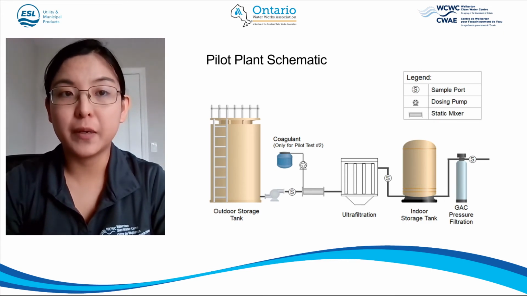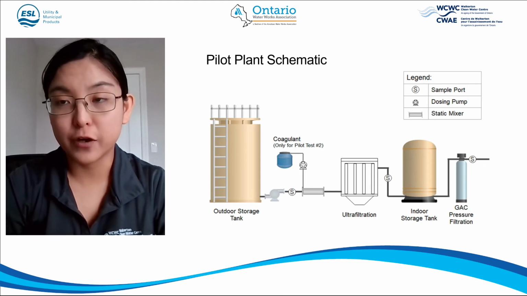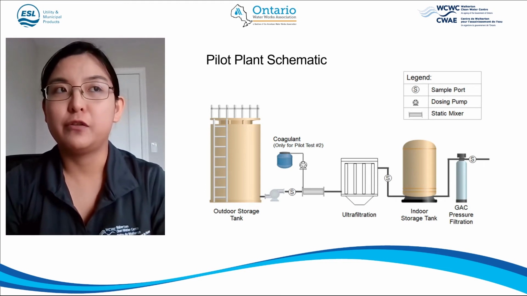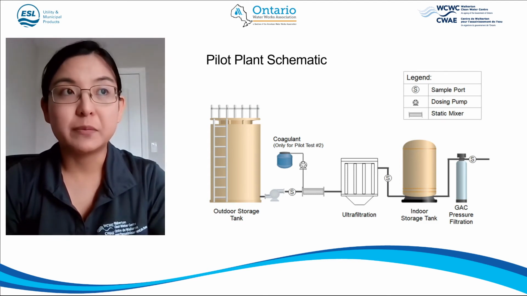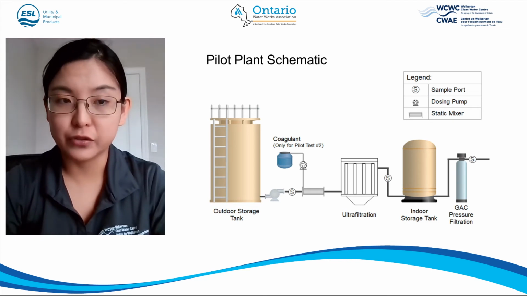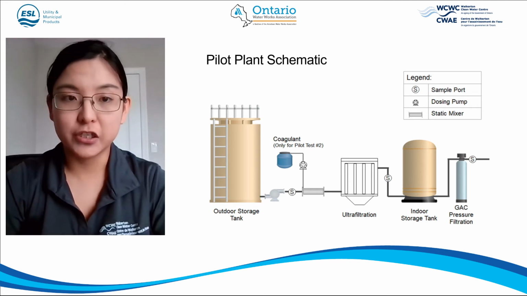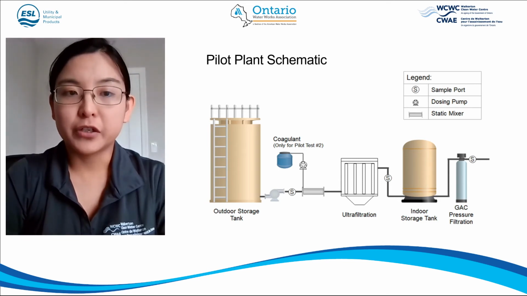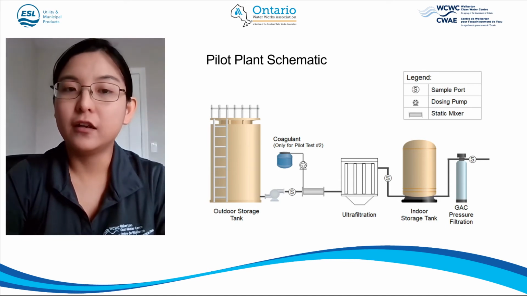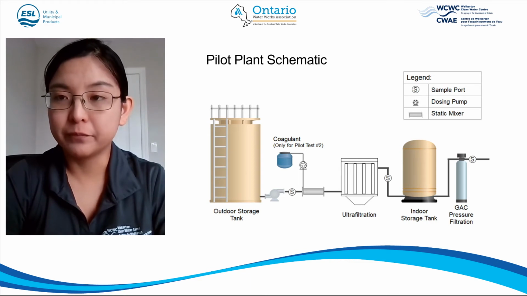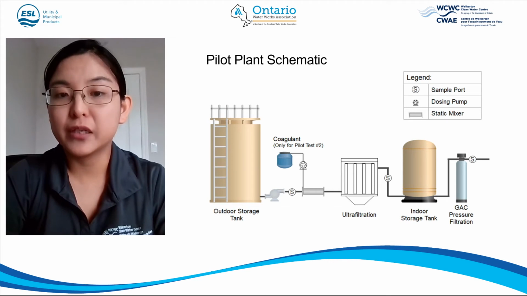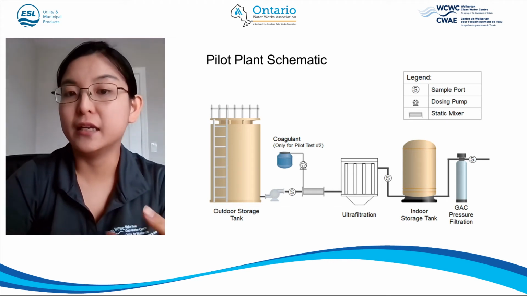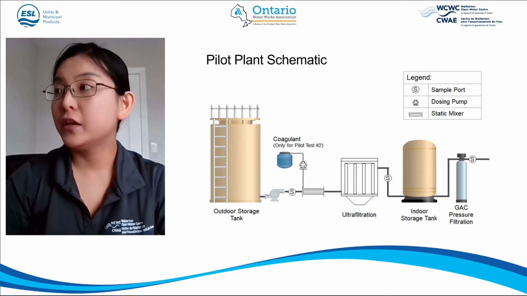So this is our pilot plant design. We're located very close to the community. We tracked their water from the source, Georgian Bay, and loaded the water into our outdoor storage tank at the center. We pumped the water through a static mixer and then through our ultrafiltration membrane. The membrane-filtered water was stored temporarily in an indoor storage tank before going into a GAC pressure filter.